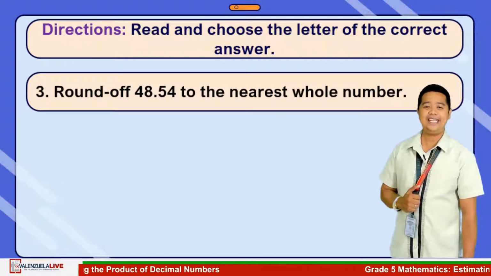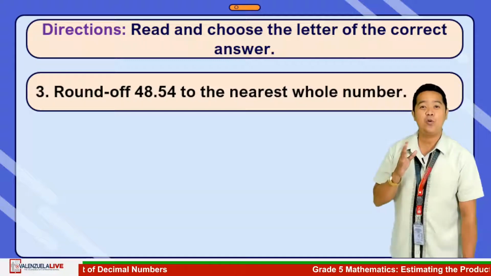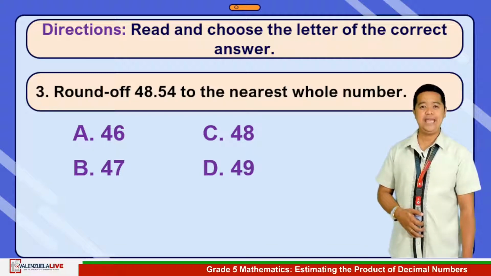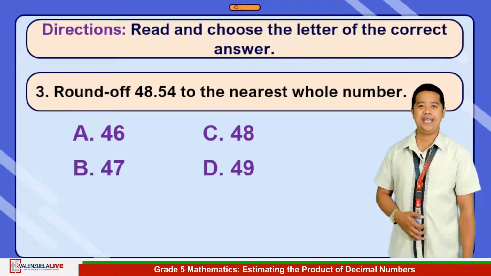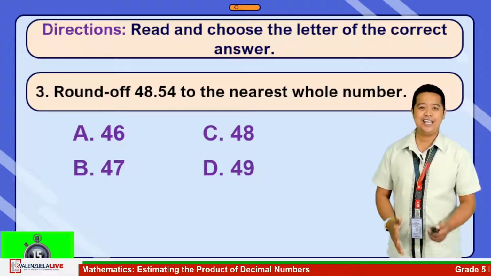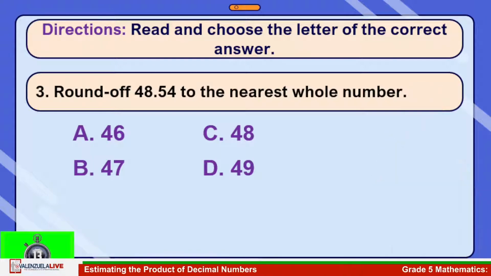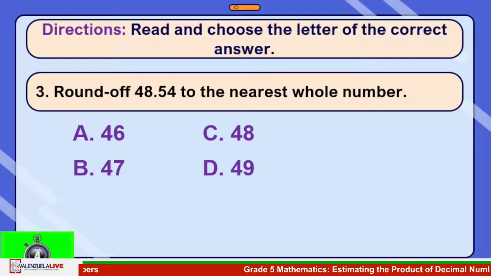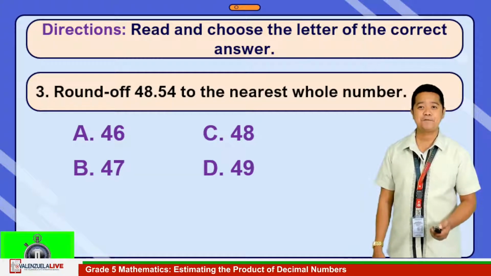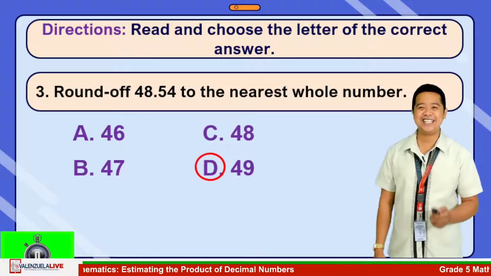How about this number 3 activity? Round off 48 and 54 hundredths to the nearest whole number. Is it A, 46, B, 47, C, 48, or letter D, 49? Again, you have 15 seconds. Use the comment section. Time's up, grade 5. What is your answer? Very good. The answer is 49.